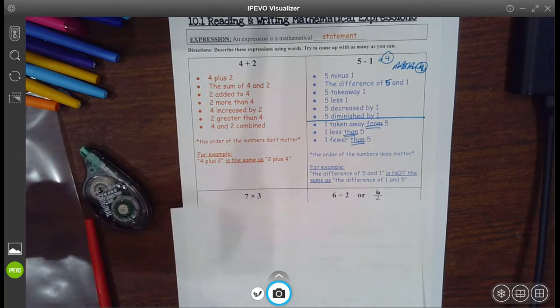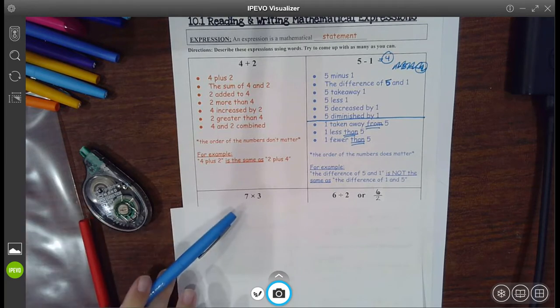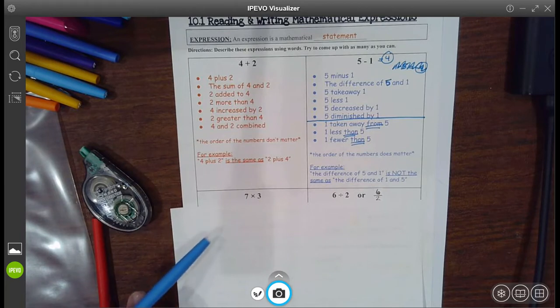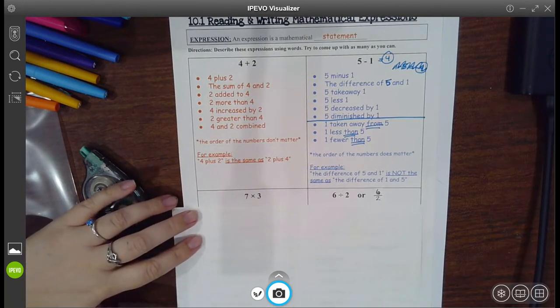multiplication? 7 times 3 is 21. What's 3 times 7? Still 21. So the order doesn't really matter for multiplication, just like it didn't matter for addition. So think of all the ways that you could represent 7 times 3. I just gave you one, 7 times 3. Actually write that out. What are some other ways?